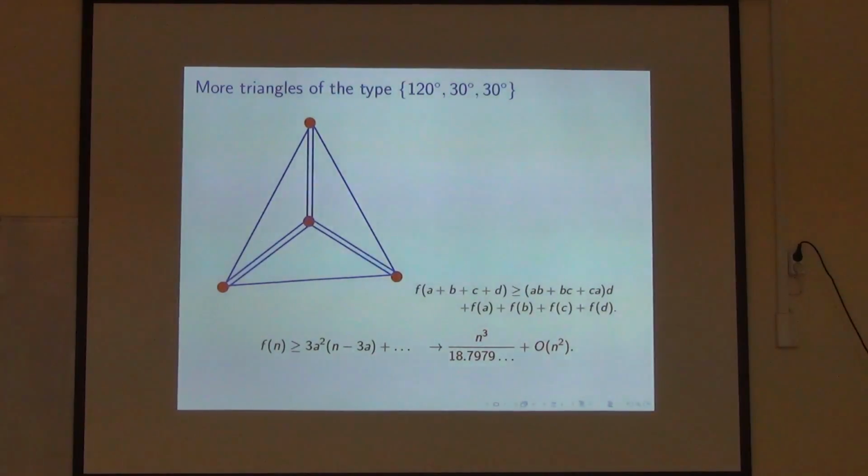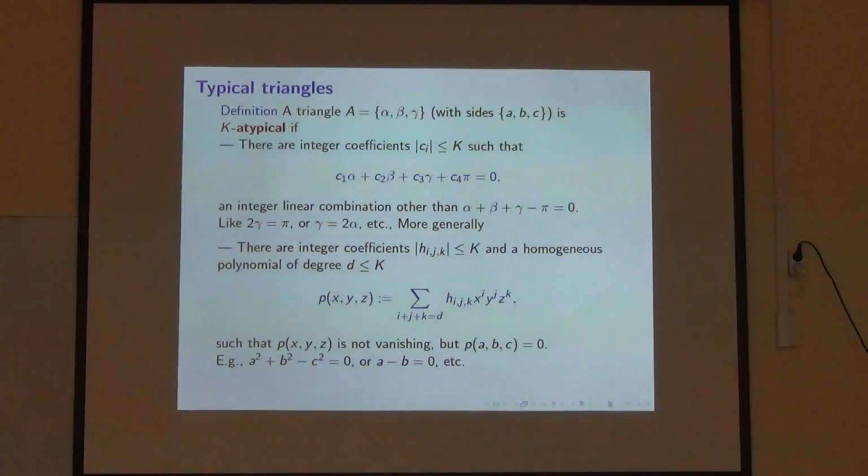Now, what can we do? We need a definition first. We call a triangle atypical if there are small integer coefficients. The triangle is given by the sides or the angles, of course alpha plus beta plus gamma is just pi. So given the triangle, we call it atypical, more exactly k-atypical, where k is an integer, if there is a non-trivial integer linear combination.